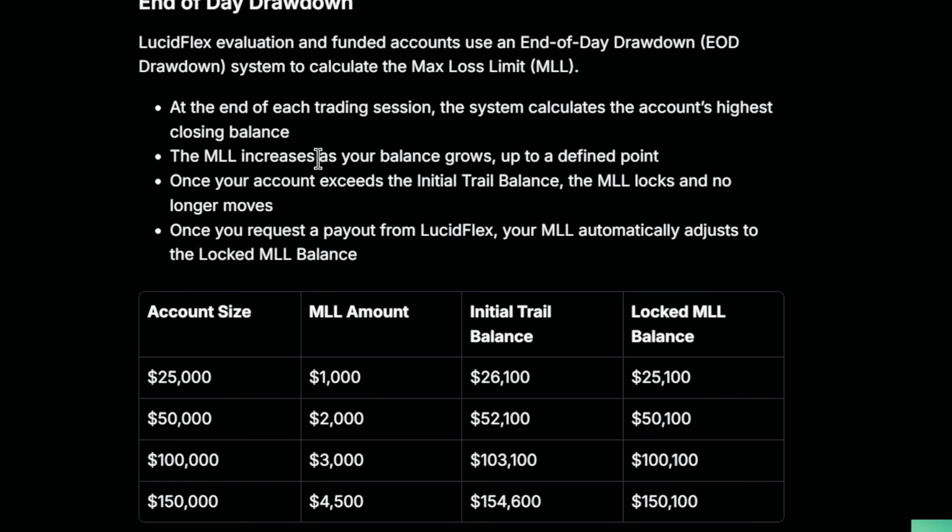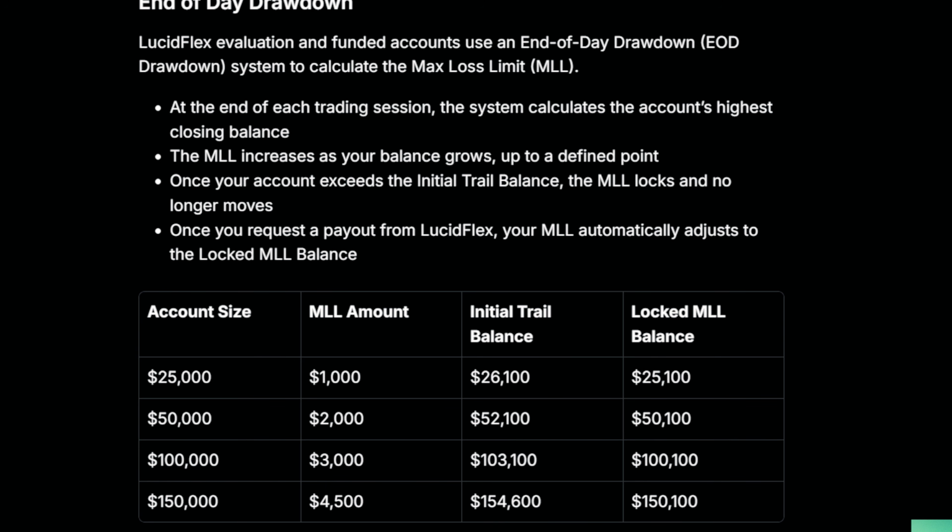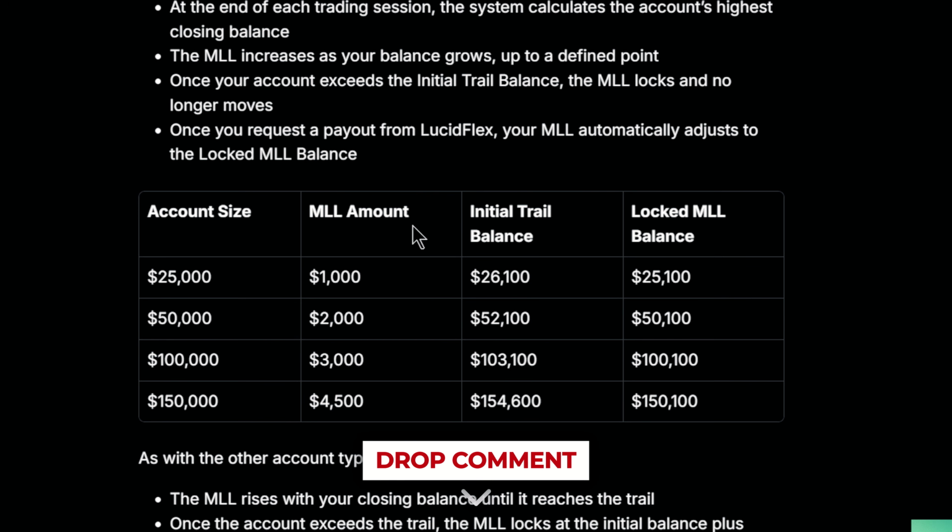The MLL increases as your balance grows, up to a defined point. Once your account exceeds the initial trailing balance, the MLL locks and no longer moves. Once you request a payout from Lucid Flex, your MLL automatically adjusts to the locked balance. So what does this look like? Well, let's get on down here and let's take a look.